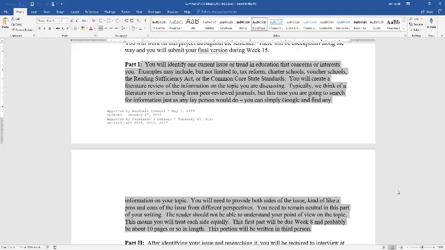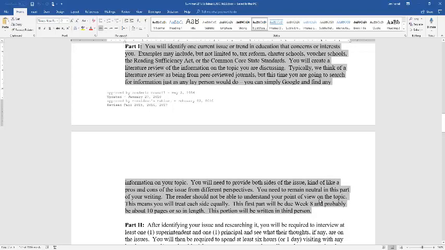So we can see here, you'll identify one current issue or trend in education that concerns or interests you. Examples may include, but are not limited to, tax reform, charter schools, voucher schools, the Reading Sufficiency Act, or Common Core standards. You will create a literature review of the information on the topic you're discussing. Typically, we think of a literature review as being peer-reviewed journals, but this time you're going to search for information just as any layperson would do. You can simply Google to find the information on your topic.